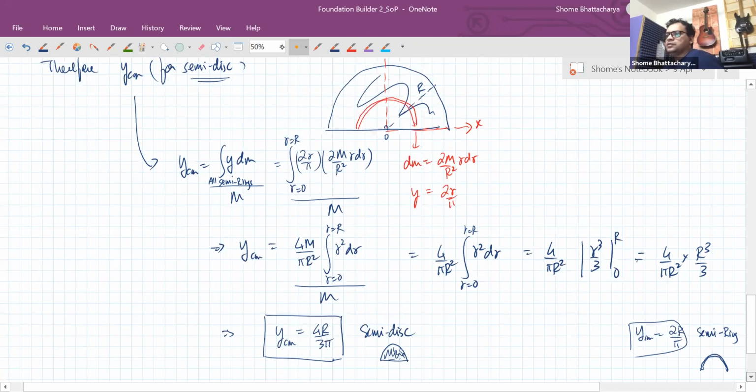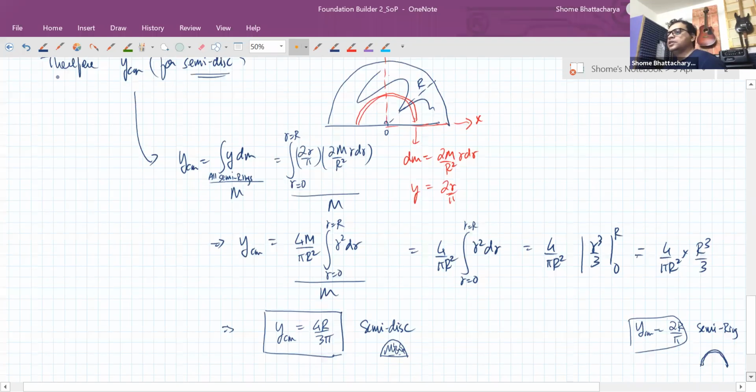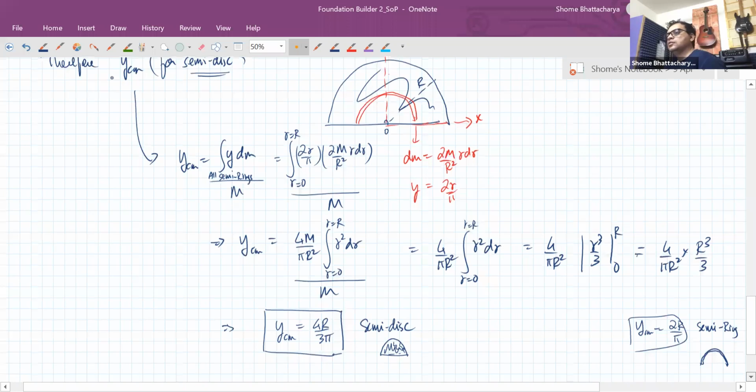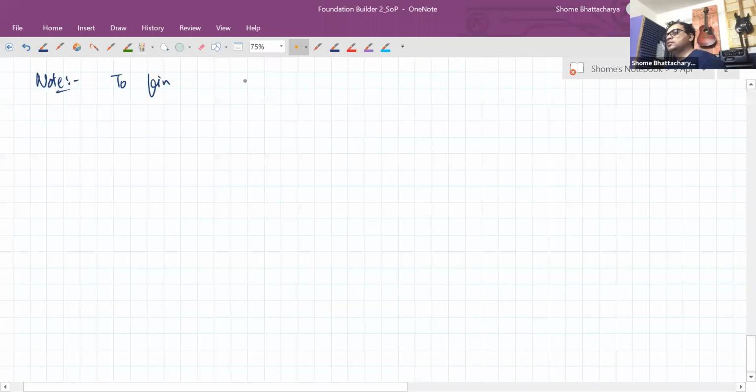Now, before we come to the other example of taking horizontal strips, I want to show you another interesting application. That is how we can find the area of a full disk or even a semi disk by integration. How we can do that.